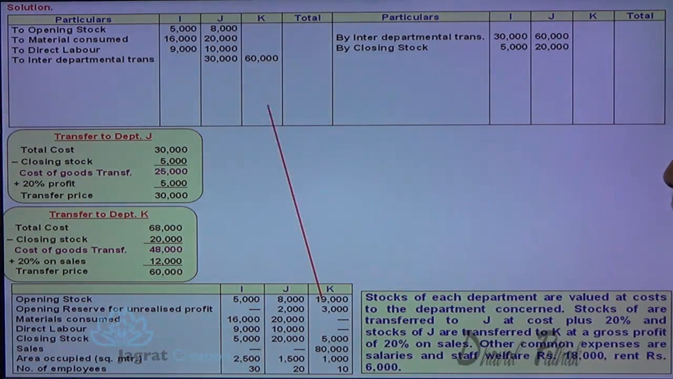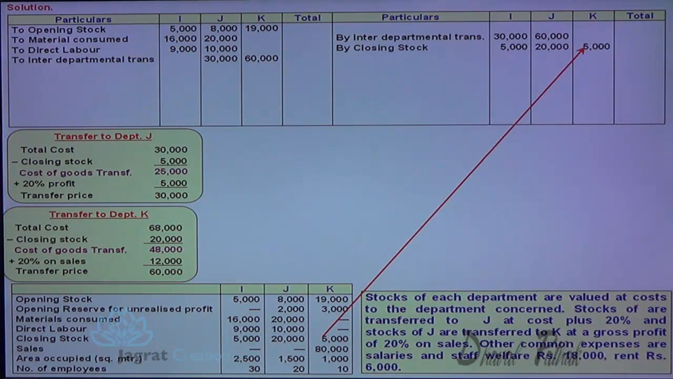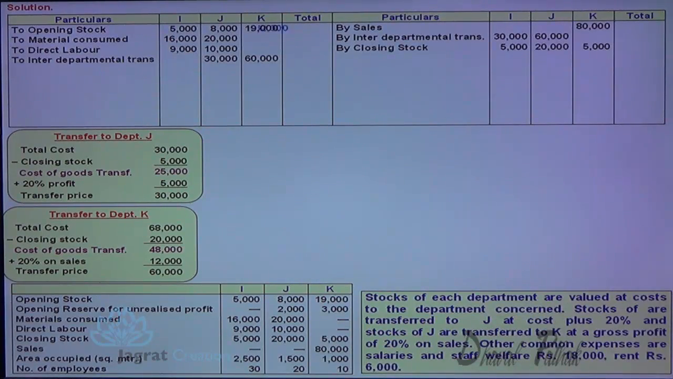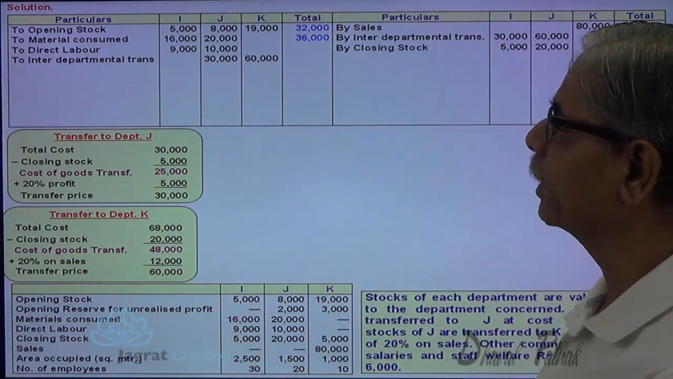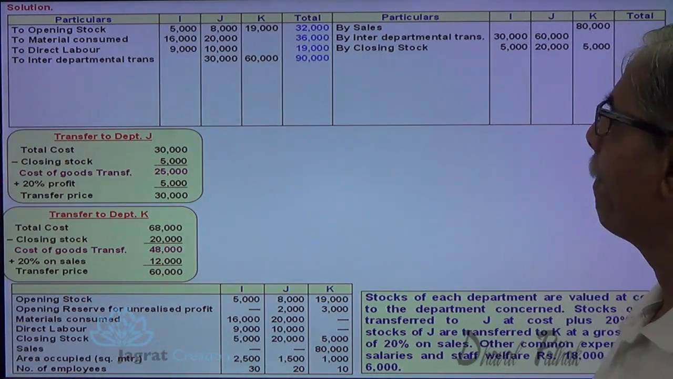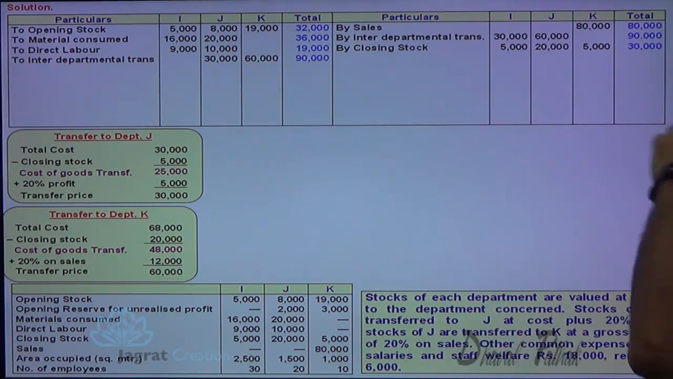Now let me write down the details of K. Opening stock. This is stock reserve that I'm going to consider later on. Sales 5,000. Closing stock 5,000. Sales 80,000. These are the details for the purpose of allocation of expenses. So let me make the total. So this is the total material consumed under the common ownership of all departments. Now sales 80,000. This is how the total column, 5 plus 25 plus 5, 30,000.